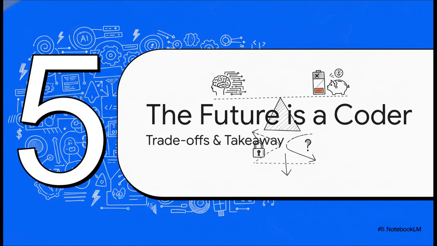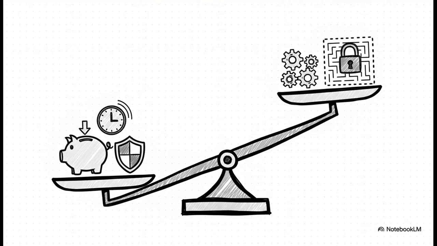Okay, this all sounds pretty incredible, right? But it's important to be realistic here. This kind of power doesn't just come for free. There are some really important trade-offs you have to think about. On the one hand, the benefits are obvious. You save a ton of money, things run way faster, and you get these amazing new abilities like privacy and memory. But the cost is added complexity.